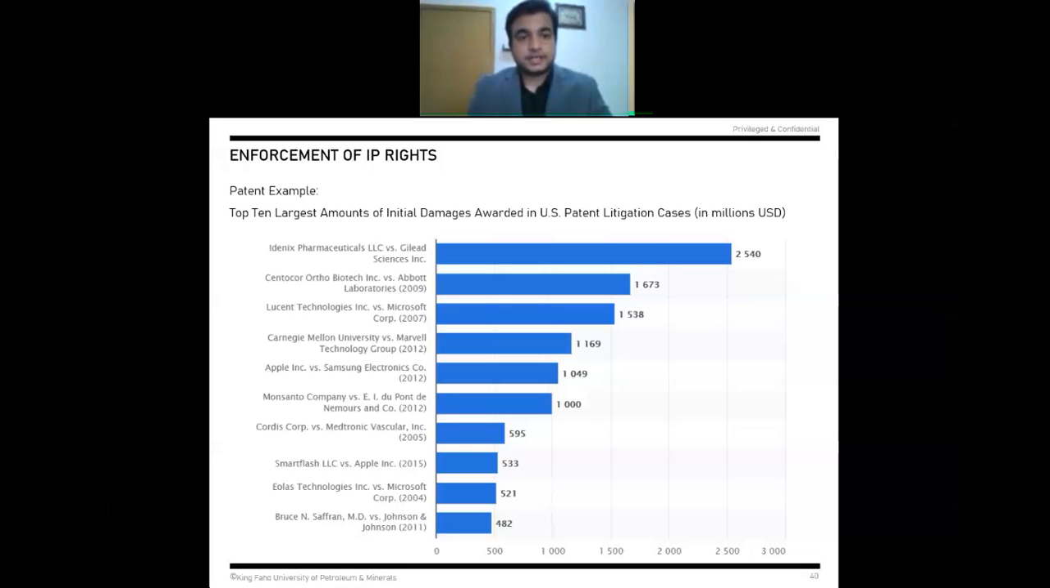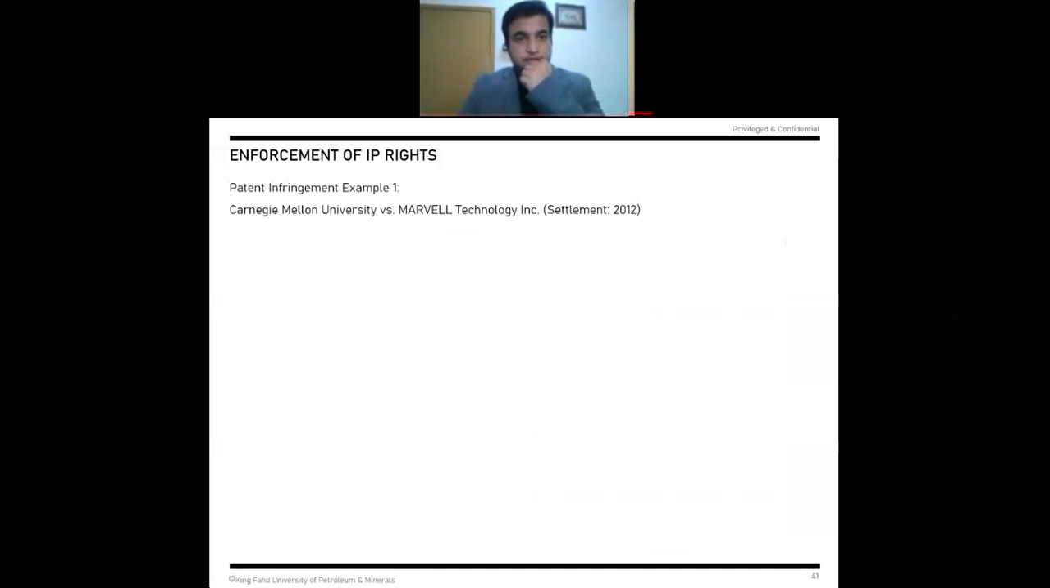And similarly, in the second case, Centocor Ortho Biotech versus Abbott Laboratories, the initial damage awarded was $1.6 billion. So again, quite a lot of money. And in the next few cases, you will see the damages have been upwards of $1 billion. And in the cases below, close to $500 million. So in litigation, especially in the US, huge amounts of money are involved. Let's look at the first infringement example. It is between a university and a private firm.